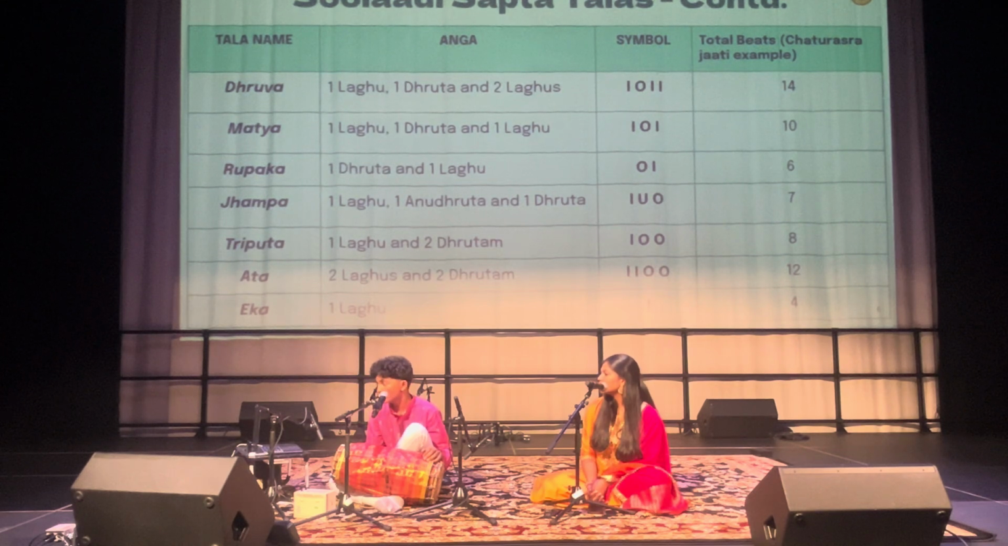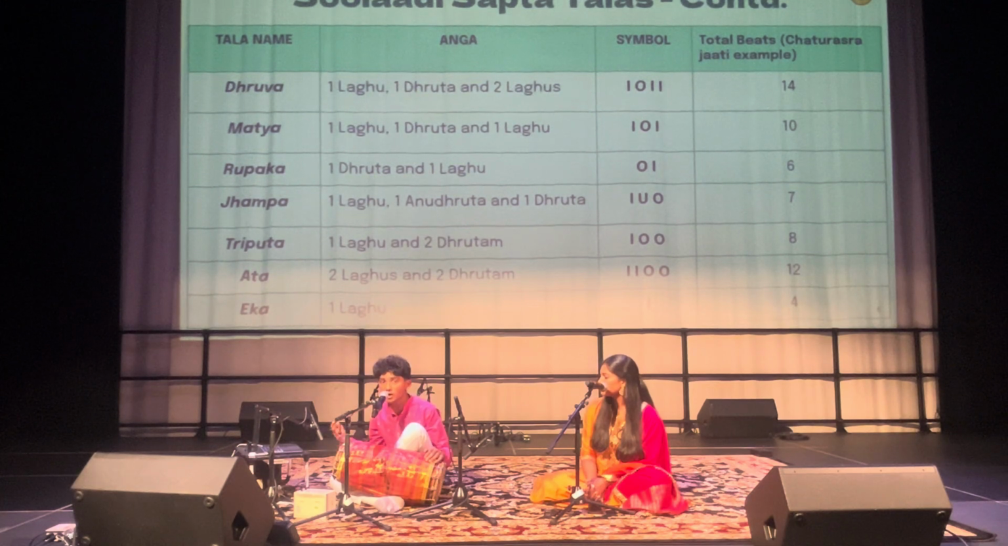As another example, I will choose Attatala, which has 2 lagus and 2 drutas. When rendered in Chaturasha Jati, it has 12 total beats. So 2 lagus, 2 Chaturasha lagus are played like this. 1, 2, 3, 4, 1, 2, 3, 4. Then finally 2 drutas. 1, 2, 1, 2. In total, we have 12 beats.